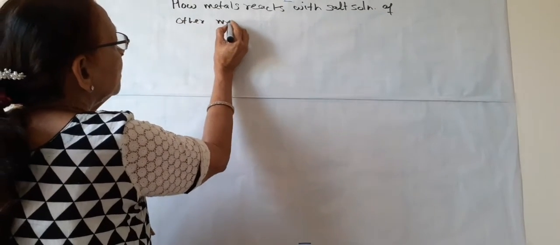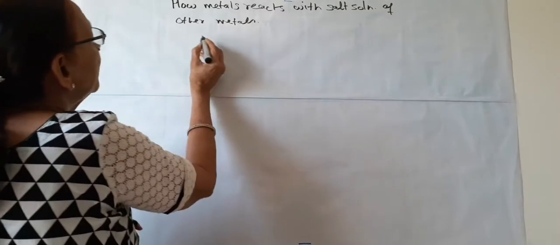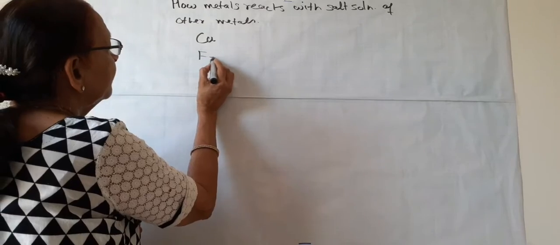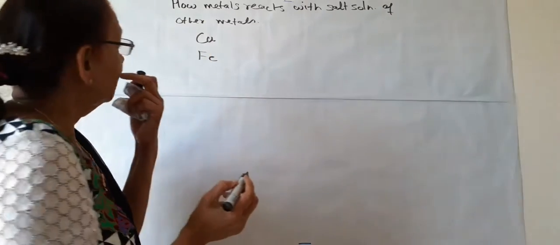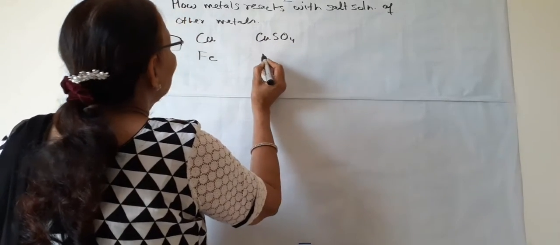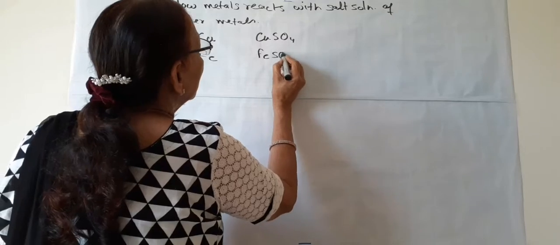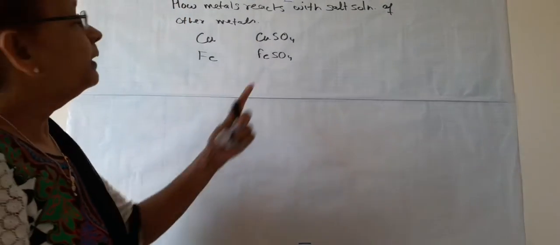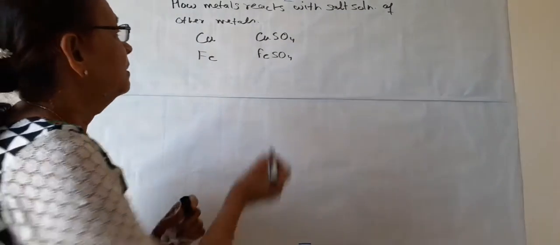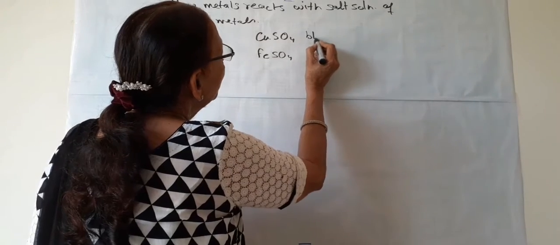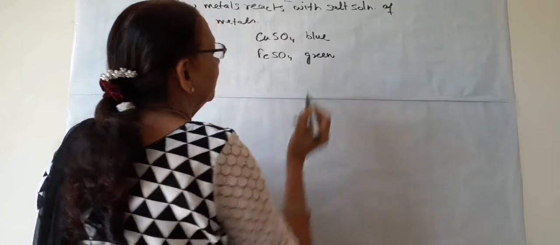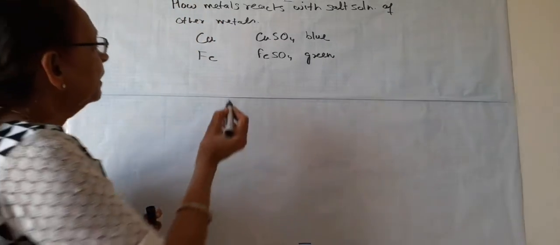So we will take two metals. Suppose we took copper and iron. Both these are metals, and we took the solution of copper as copper sulfate and iron as iron sulfate. We take these two solutions and these two metals. Copper sulfate is blue in color and iron sulfate is light green in color. We will do an experiment.